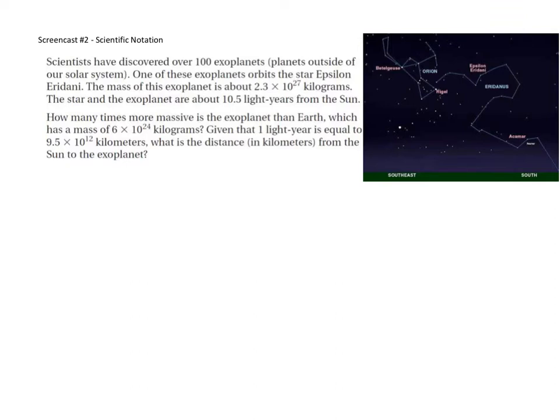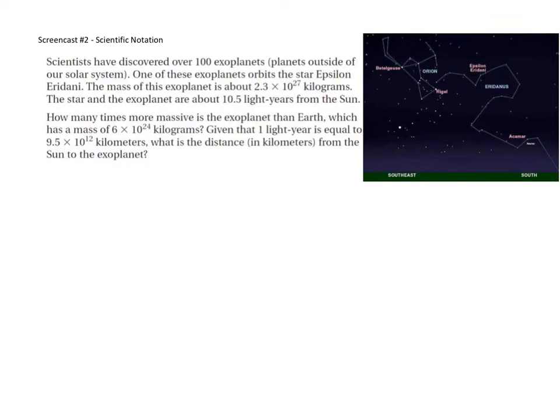It says scientists have discovered over 100 exoplanets. These are planets outside of our solar system. Interesting. One of these exoplanets orbits the star Epsilon Eridani, which is right here, as you can see in the diagram. The mass of this exoplanet is about 2.3 times 10 to the 27th power kilograms. The star and the exoplanet are about 10.5 light years from the sun. That, as you know, is very far away.